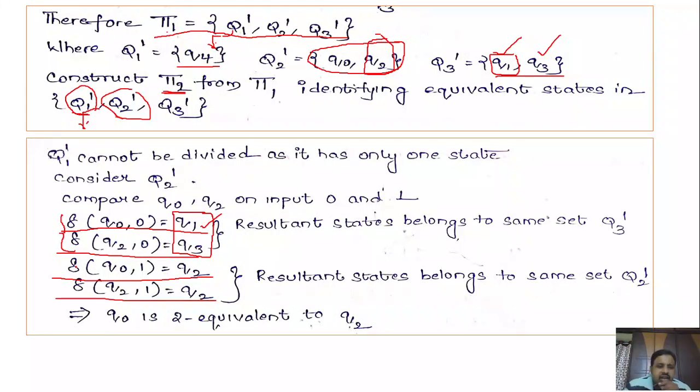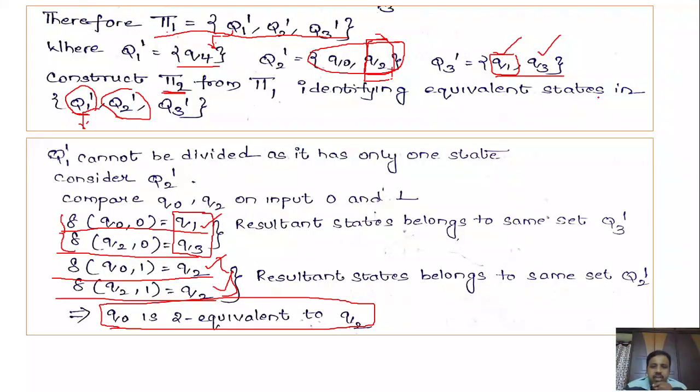Next, check delta of q0 on 1. What did you get? q2. So q2 is a non-final state, a member of q2 power 1. Next, delta of q2 on 1. We again got q2, which is a member of q2 power 1. So these two are members of the same set. Based on this, we can say that q0 and q2 are equivalent, right? Equivalent means they must be in the same set in pi 2. Okay, that is the meaning.